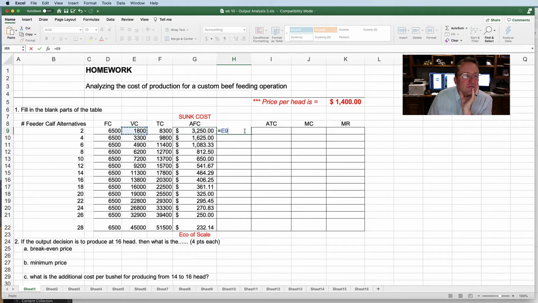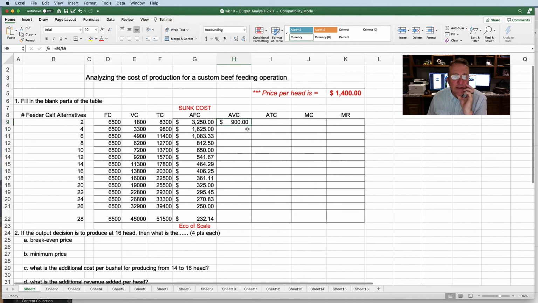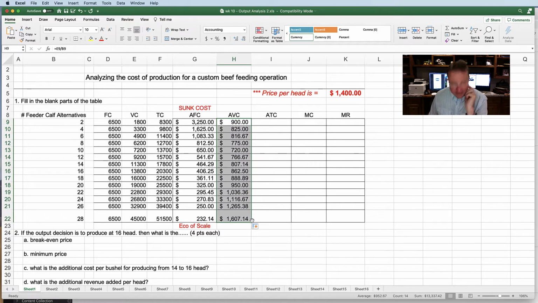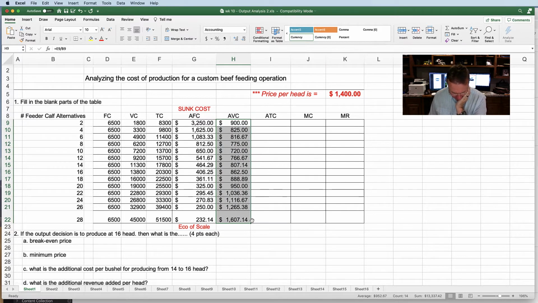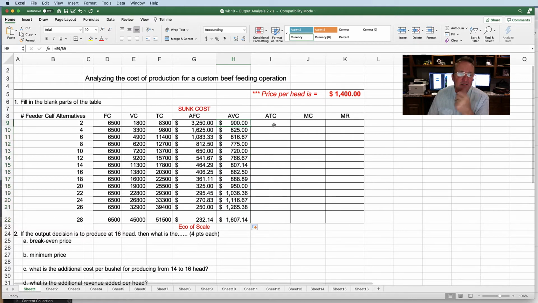So equals total variable cost divided by the quantity again, and then I've already got that formula. If I use this little plus key, it'll copy paste all the way down really fast. So there we have those. Well, you can see that average variable starts off at 900. It drops down. So we're getting a little more efficient here. Keeps going down. Keeps going down. All of a sudden there it starts to go up.